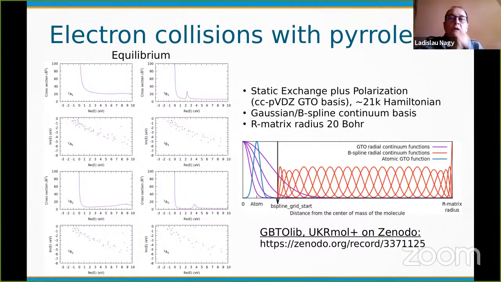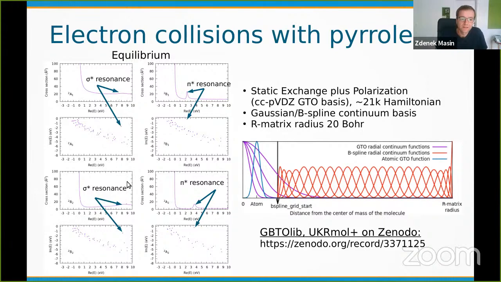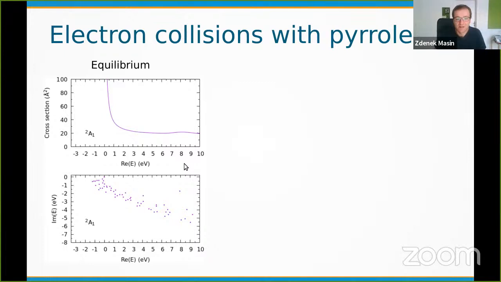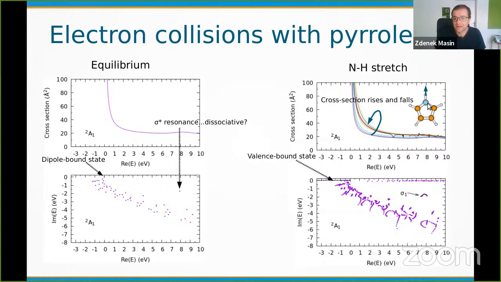So there are four symmetries, and you can see that there are quite a few resonance states here. So we see that there is a sigma star dissociative resonance. It's a sigma star resonance that's high in energy, and then there are some narrow pi star resonances. What we are interested in is what happens when you extend the bond between the hydrogen and the nitrogen. What you see is that this resonance actually is not dissociative at all, and that the resonance is disconnected from the valence bound state. So there is no sigma star resonance that becomes bound in the system.